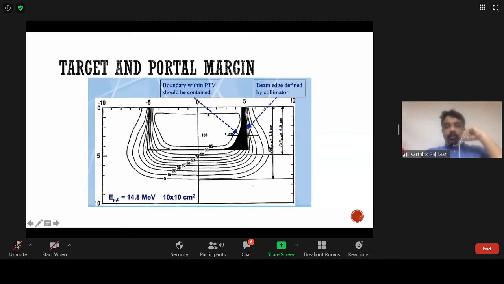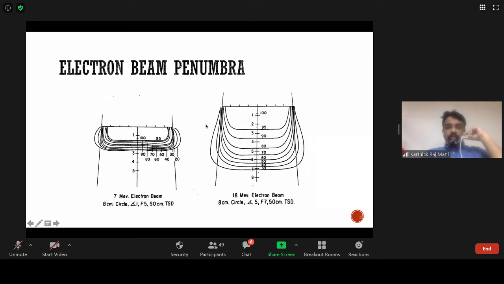And when you try to do electron portals, you need to be very careful. The penumbral margin for the electrons is much higher compared to the photon beams, so you need to give an additional 1 centimeter margin. And when you try to do an electron-electron junction, when you have a 9 MeV beam as well as a 6 MeV or 7 MeV beam and an 18 MeV beam, you get this lateral bulge, which we used to call a ballooning effect.